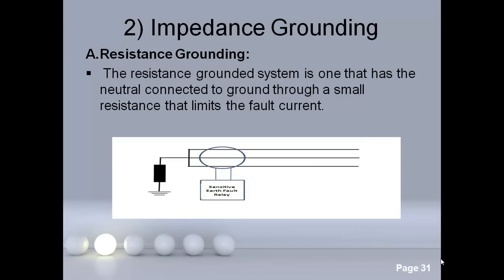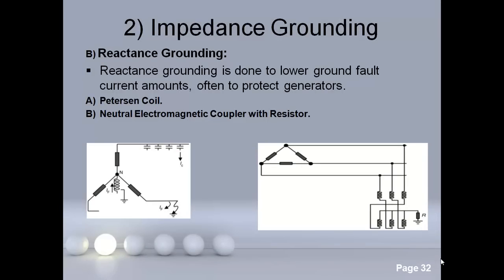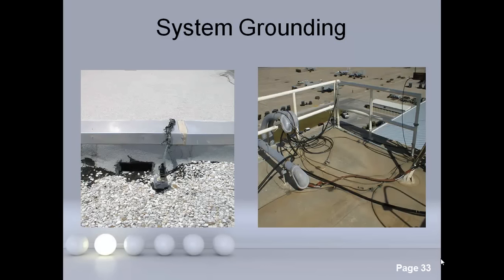The second type is impedance grounding. It has further two types. One is resistance grounding and other is reactance grounding. In resistance grounding, the resistance is connected through the ground, and in second type, reactance grounding is done to lower ground fault current amounts, often to protect generators. The two types of reactance grounding are Peterson coil and neutral electromagnetic coupler with resistors. Now comes to system grounding pictures.